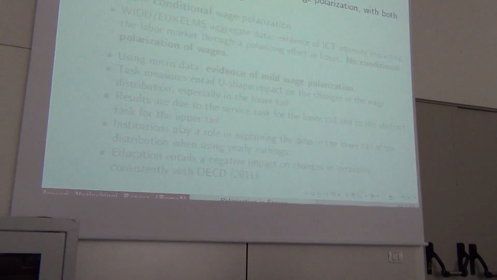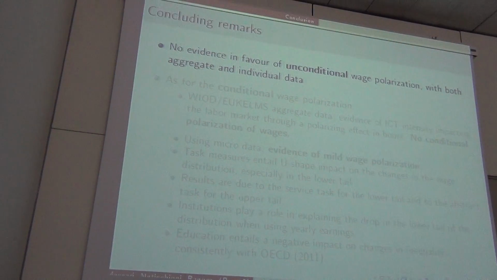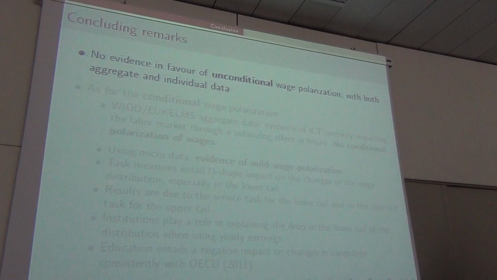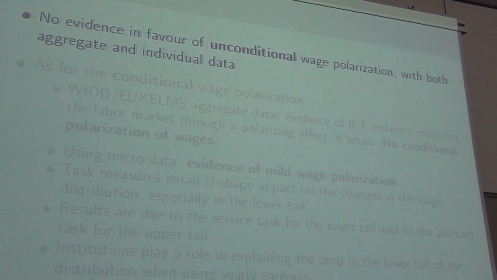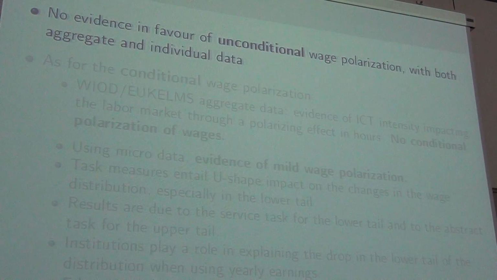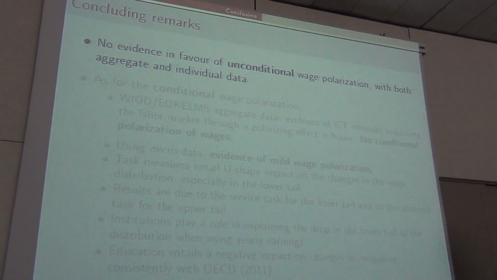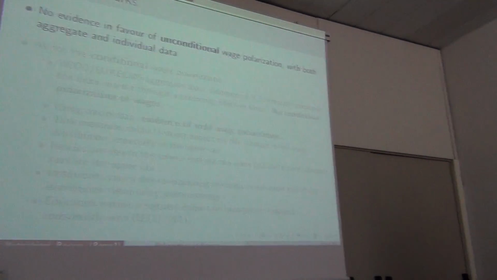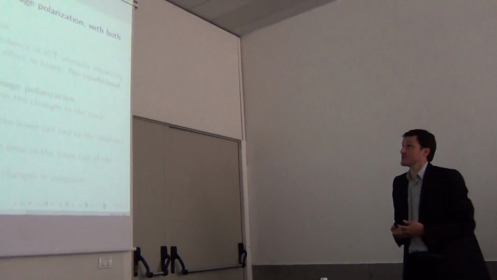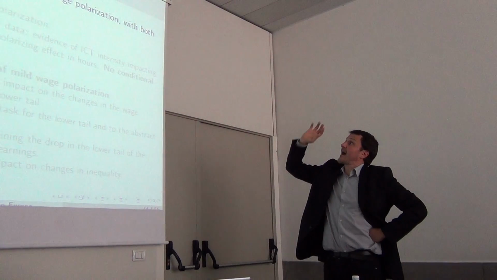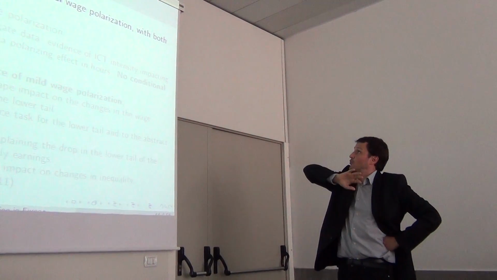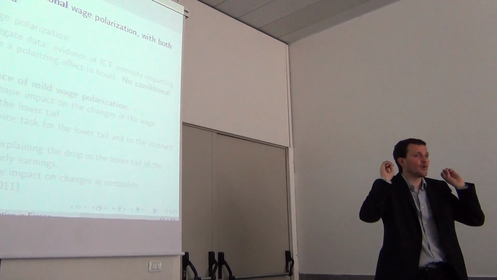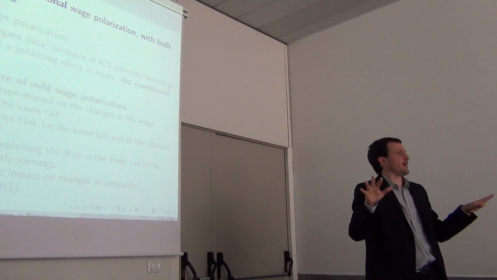So our result shows that in Europe there is no strong evidence of wage polarization at all. We should say that maybe it's the opposite. We have very mild or very little evidence of wage polarization. So we can say that unconditional wage polarization does not occur, with both aggregate and individual data. If we observe wages in the labor market, they do not get polarized.